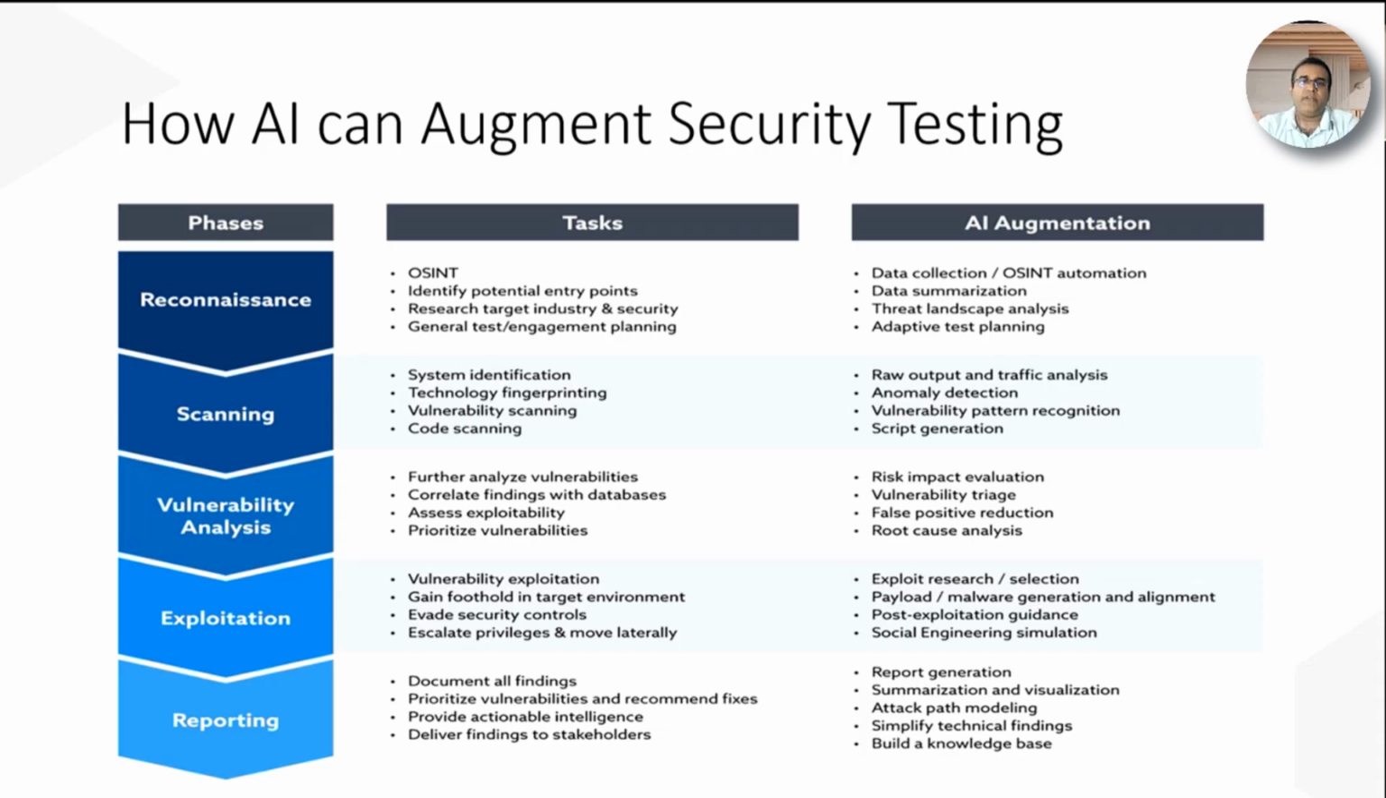So how will AI augmentation help out? It will come up with better raw output and traffic analysis, because traffic analysis from an infrastructure point of view is very difficult for a human being. Anomaly detection, you have to be very good from a human perspective to identify that. AI is going to help you better in that. Pattern recognition, script generation, meaning at certain times having custom scans is going to be important. We have to write certain scripts for those scans, and AI is going to help you with those scripts.